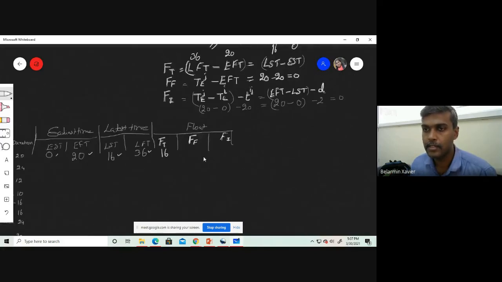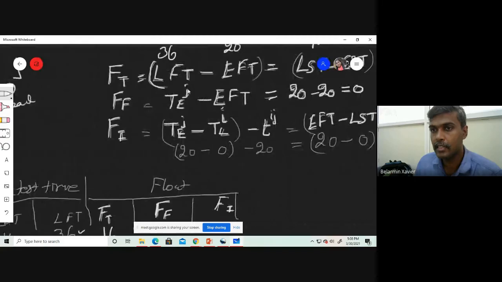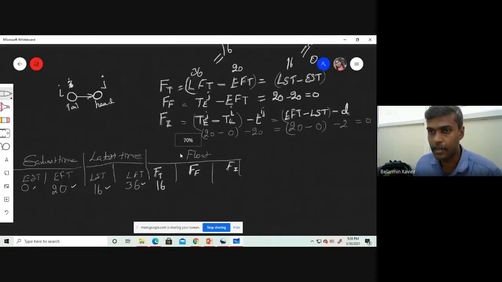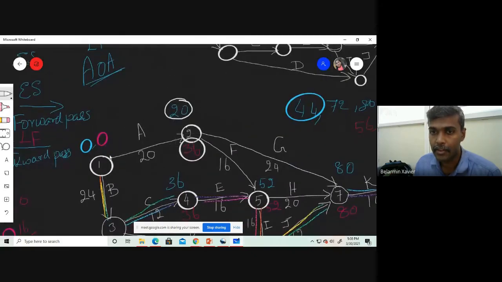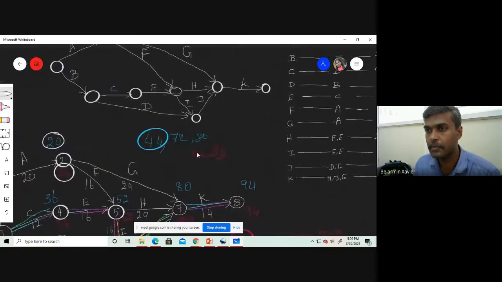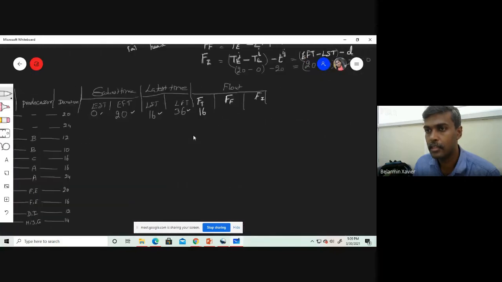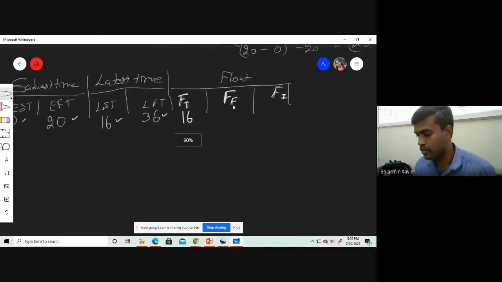Okay. Next is free float: TE of j minus earliest finishing time. TE of j for activity A, 1 and 2 are the nodes and 2 is the j location. The earliest occurrence time of activity A is 20. Same way, earliest finishing time of activity A is also 20. So 20 minus 20, it will come 0. Clear?